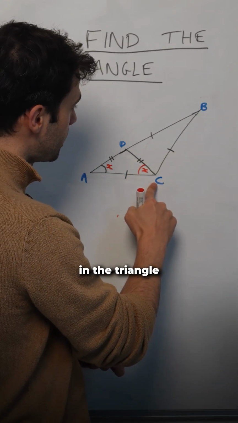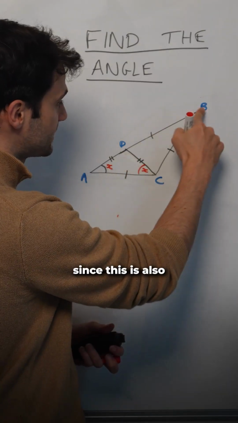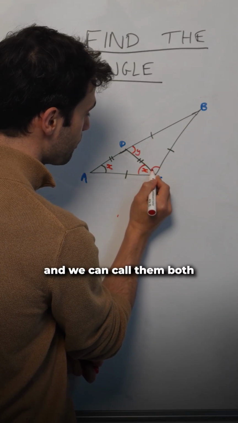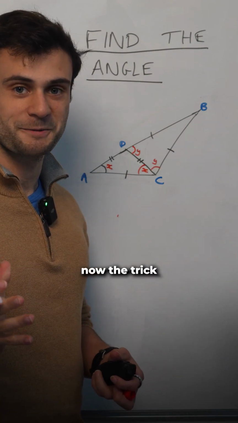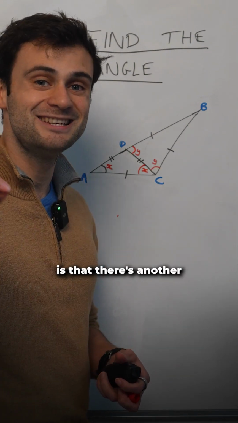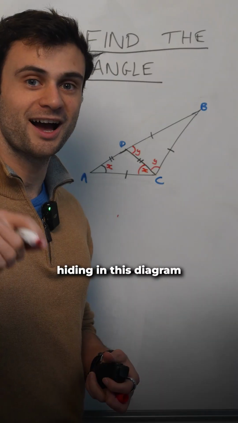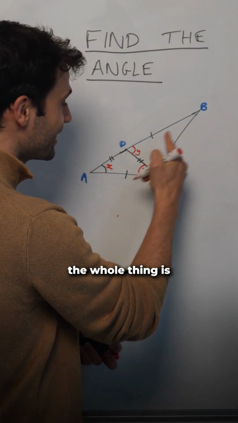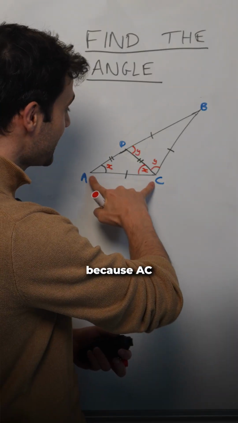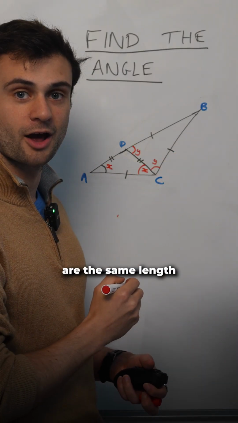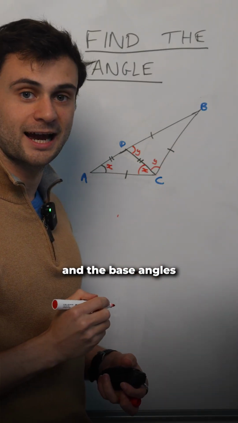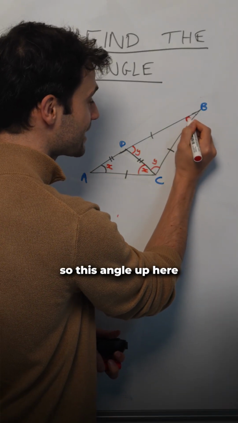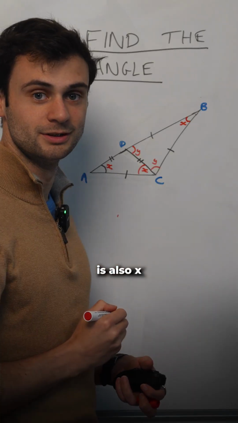And then also in the triangle BCD, since this is also isosceles, these two angles are equal and we can call them both y. Now the trick to this question is that there's another isosceles triangle hiding in this diagram. Can you see it? The whole thing is also isosceles because AC and BC are the same length. And the base angles in this isosceles triangle are here and up here. So this angle up here is also x.